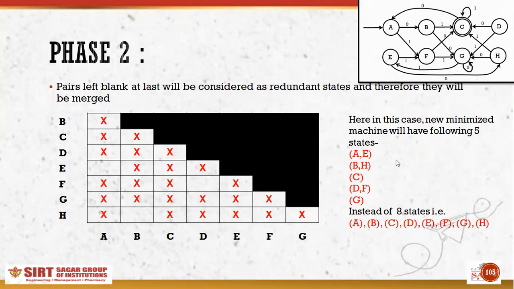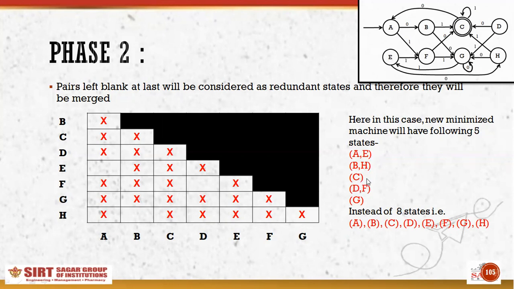So we can club these states: A and E, B and H, and D and F. It means that A and E are two redundant states. That means they can work together and perform the same task which they were doing by working separately. Similarly, B and H can perform the same task when we merge them. They need not work separately. In this way, we can minimize our implementation code. Okay, so instead of 8 states, now we have got only 5 states with us.